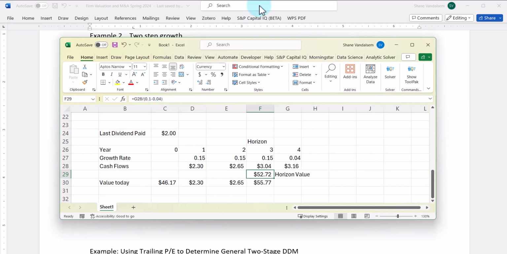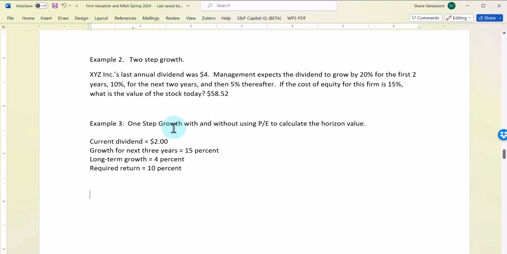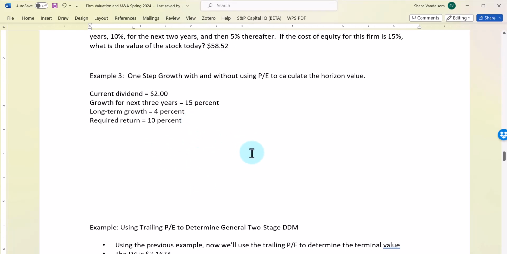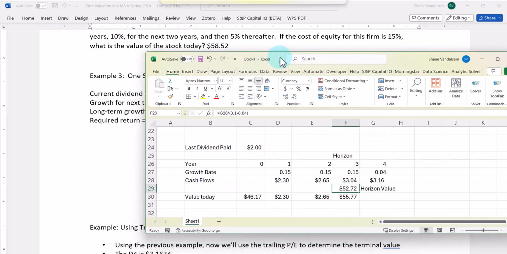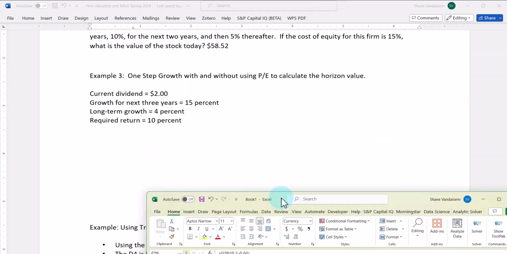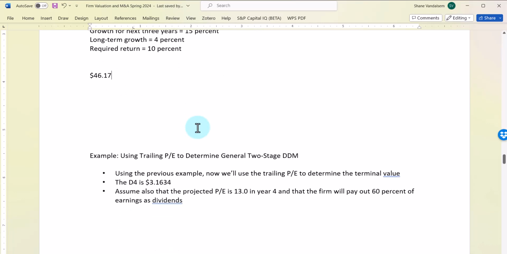So in the question I have here, it says using one-step growth with and without using the price to earnings ratio, and we calculated it without the price to earnings ratio to calculate the horizon value already, and the value we got there was $46.17. So that was our answer up here. And now it says using the trailing price to earnings ratio to determine the general two-stage dividend discount model.